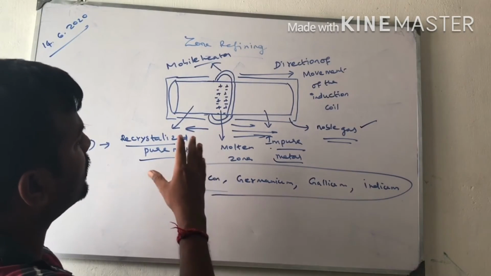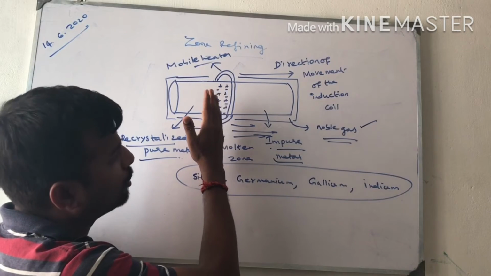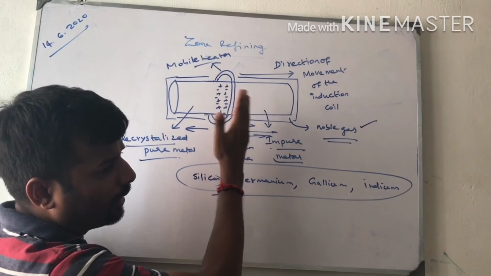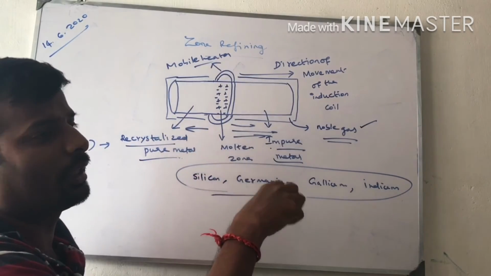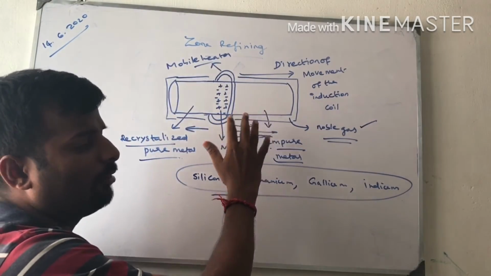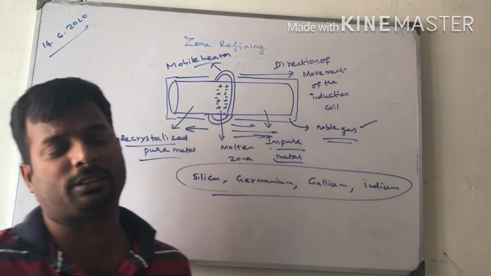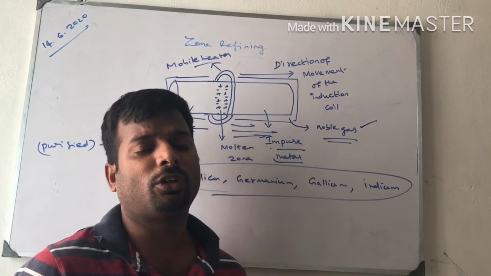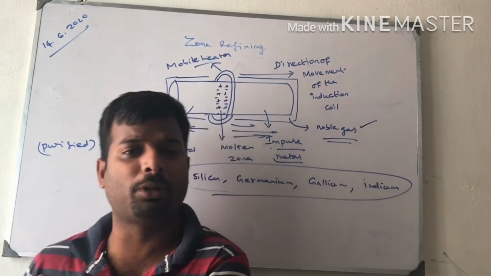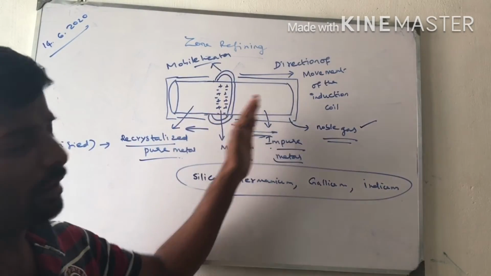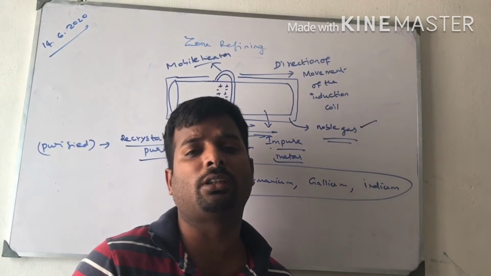In the zone refining method, the mobile heater is very important. It is used to separate the impurity and the pure metal. A metal containing impurity inside, you pass current outside. What happens? Impurities first melt and the pure form crystallizes, solidifies. So the impurities settle on the mobile heater. After the process, we can remove the impurities from the mobile heater and the pure part will be recrystallized. This is the technique used in zone refining.